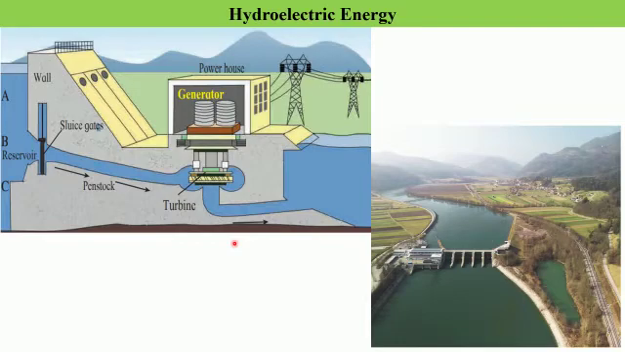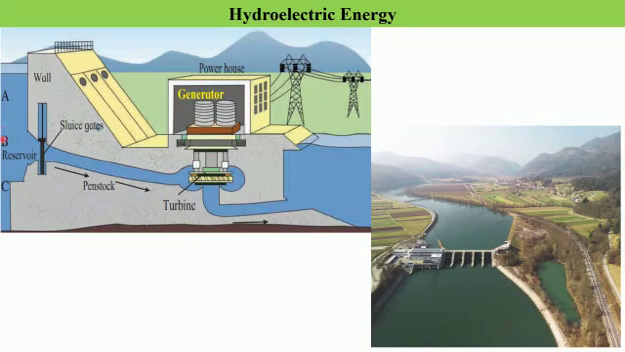Here we have a schematic diagram for a hydroelectric plant. Here you can see the wall of the dam. The wall of the dam is very thick at the bottom. The reason behind it is that the water pressure is very large at the bottom as the depth increases. That is why dams are constructed in such a way that the wall at the bottom is thicker than at the top. So this is the wall of the dam which is constructed over the river.